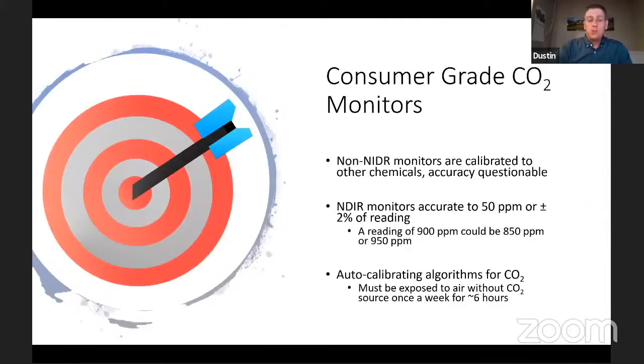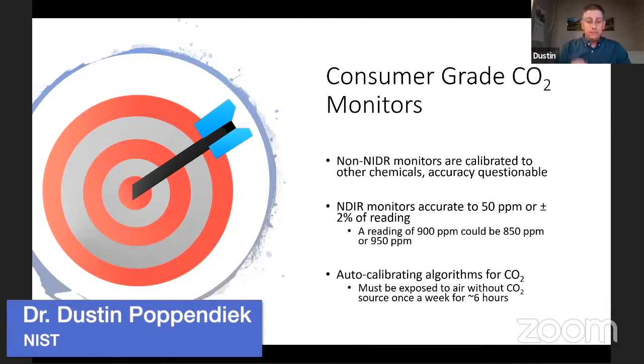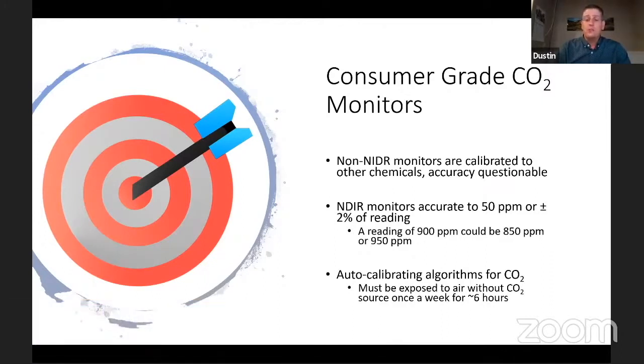If we want to use consumer-grade CO2 monitors, we need to make sure that we understand they have limitations. Monitors using NDIR sensors can have errors, and non-NDIR sensors can have errors depending on their calibration chemical. Although NDIR sensors report values to 3 significant digits, they're only accurate to about 50 ppm. Finally, all of these sensors can drift over time. So it's important that we measure the difference between indoor and outdoor CO2 concentrations, as that gives us the most accurate and reliable data that we can use.